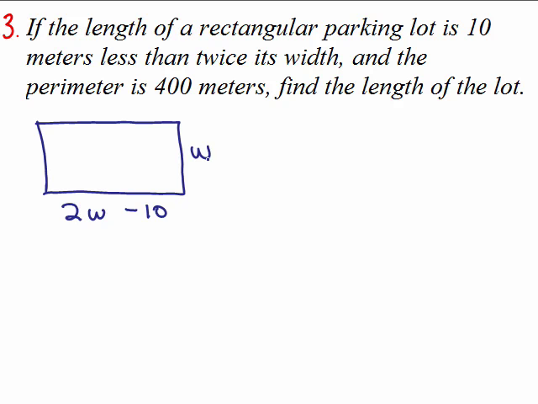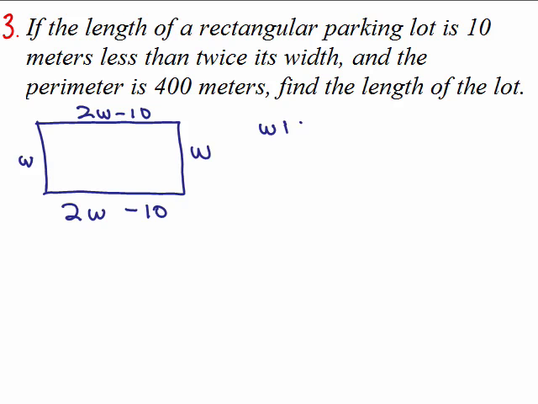So that is the picture. Now if you want, you could fill in all the sides: 2W minus 10 and W. And then if you add all four sides together, you have 400 meters. So that's one way of doing it. If you want, you could define it differently.